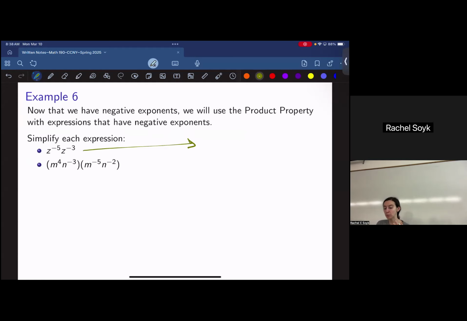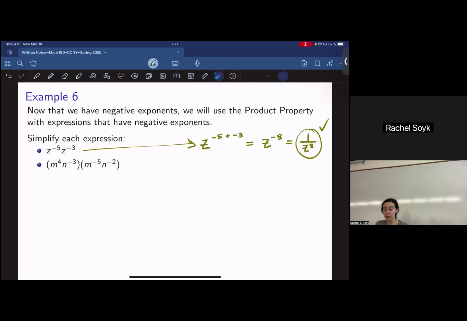Anytime we're combining properties, my recommendation is to stick to one property and then utilize the other. Because there are some cases where if you stick to one, you don't even have to end up using the other. So for example, if I went to product property first, I'm adding the exponents, which ends up giving me z to the -8. And then I can use my knowledge of negative exponents to say that my answer is 1 over z to the 8.